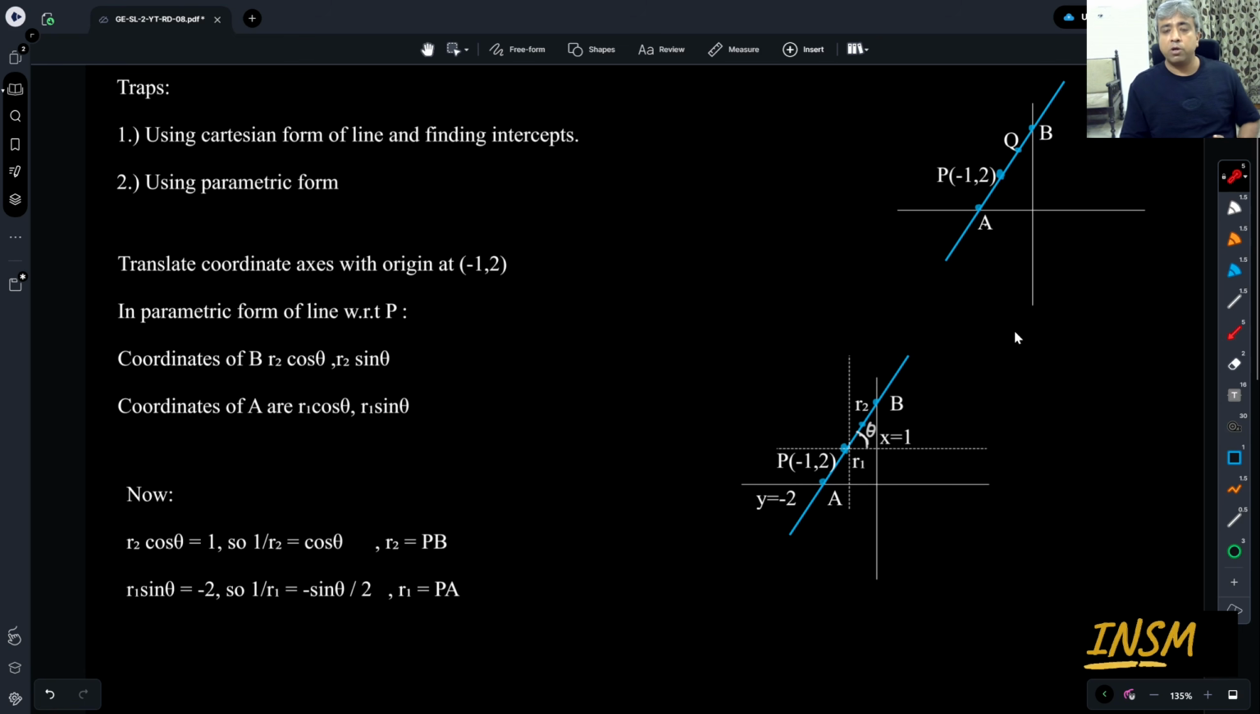Next, with respect to this new coordinate system, r2 cos theta should be equal to 1. From this, we can get 1 by r2, which is 1 by PB, which is needed for the equation in HP, because it told us that PA, PQ, and PB are in HP. So r2 cos theta equals 1. And for the second point, r1 sin theta equals -2, so 1 by r1 we get as -sin theta by 2.